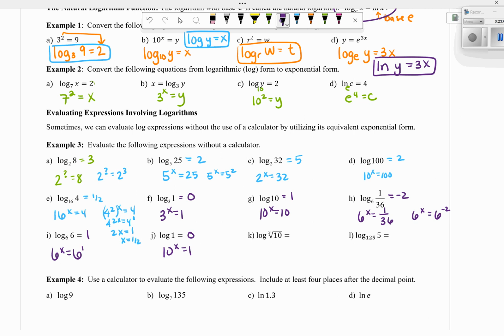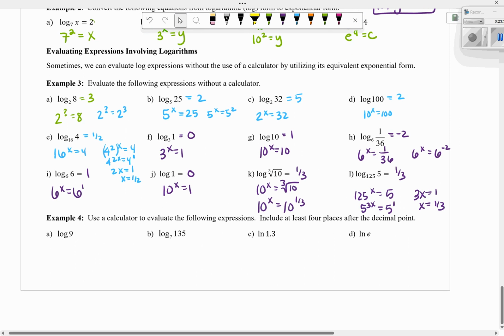And then over here, 10 to what power equals the cube root of 10? We can write this as a rational exponent, so this would be 10 to the 1/3 power. So this is 1/3. And then 125 to what power equals 5? Remember that 125 is the same thing as 5 to the third. So that times x would be 5 to the 3x equals 5 to the first power. So 3x equals 1, so x equals 1/3.